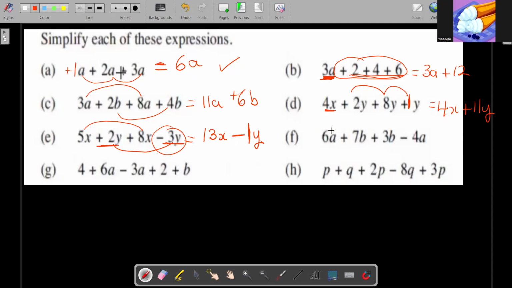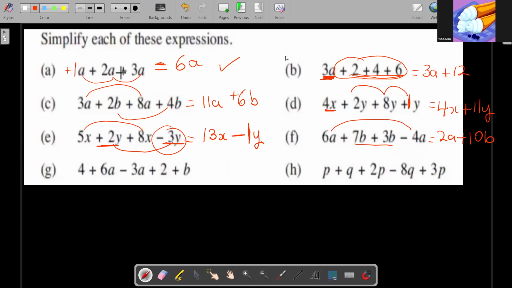Part F, 6a minus 4a is 2a. And 7 plus 3 is 10b. Right? Part G, who wants to do part G for me? Any volunteers for G and H?